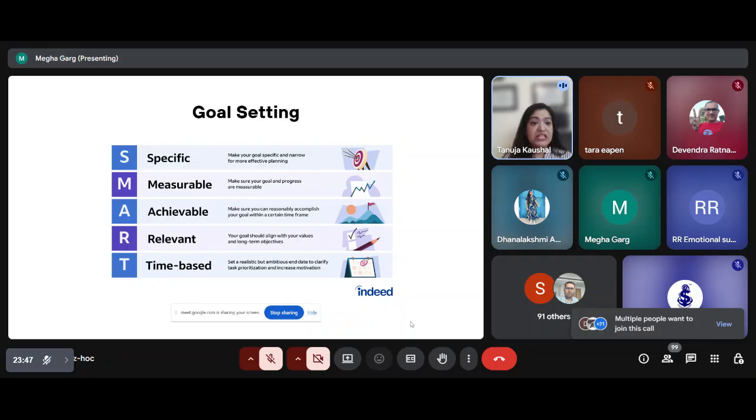Time bound means you have to set a deadline, that okay, we'll try to manage this particular problem over the next 2 weeks. We'll try to reduce the levels of anxiety. Right today, if the anxiety score is 20, we'll try to bring it to 15 over the next 4 weeks or 5 weeks.